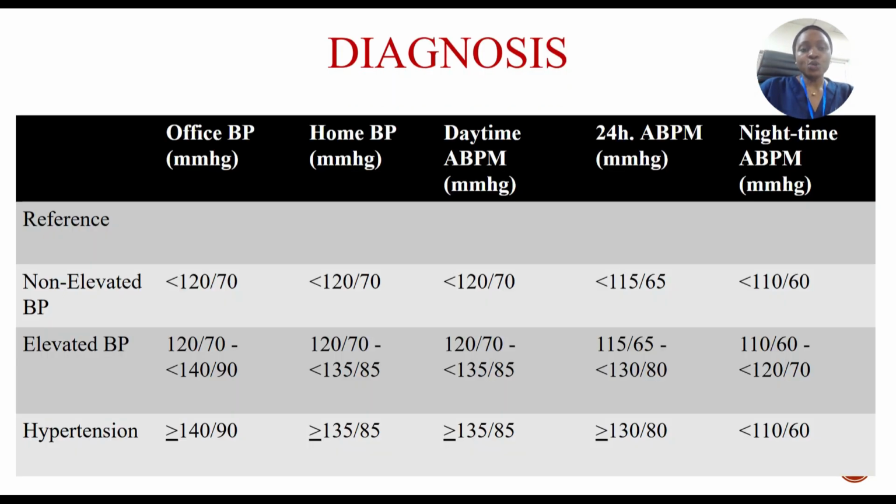This slide shows the different thresholds for diagnosing hypertension and elevated blood pressure in the office, that's a clinic setting, at home, or using ambulatory blood pressure monitoring. Now, as you can see, we have daytime readings for ambulatory blood pressure monitoring, and we also have nighttime readings as well. The significance of nighttime readings has to do with something we call physiological nocturnal dipping, where every individual's blood pressure is expected to dip to be lower at night. The threshold is lower for nighttime readings.